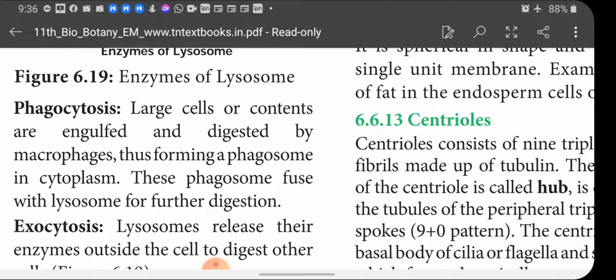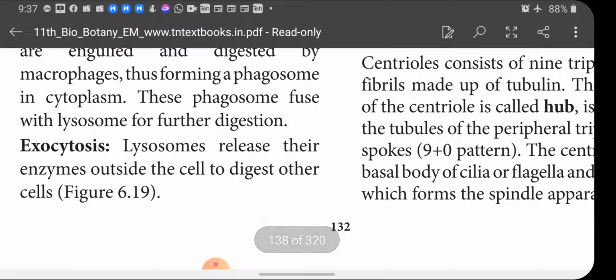This macrophage can envelop foreign particles. Any pathogen or any other substance which does not belong to our body is considered a foreign particle. When they enter our body, the macrophages recognize those microorganisms or foreign particles and envelop them. When the macrophages envelop them, this forms a phagosome in the cytoplasm. This phagosome fuses with the lysosome and digests the whole structure of the enveloped material.